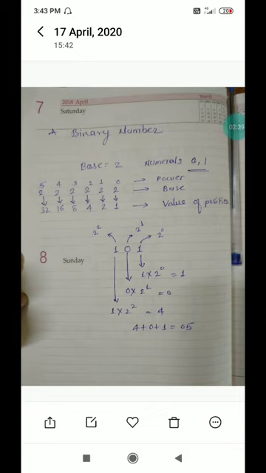So first we will study how a binary number is represented. First of all, we have to remember that the base of a binary number is 2. In the case of decimal numbers, the base is 10. If you write 123 in decimal, we understand it as 100 plus 20 plus 3. So it becomes 123. Each digit in decimal has a place value and a face value. Similarly, a binary number also has a place value and a face value.